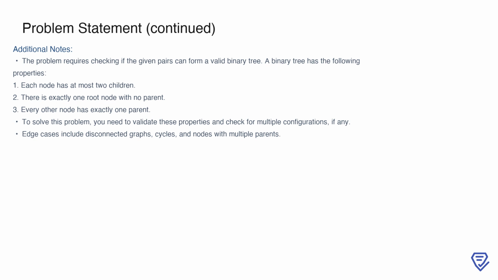Finally, it's important to note some additional details about the problem. A valid binary tree must follow strict properties. Each node can have at most two children, there must be exactly one root with no parent, and every other node must have exactly one parent. When solving this problem, it's essential to validate these properties while handling edge cases such as disconnected graphs, cycles, or nodes with multiple parents. By carefully analyzing the input pairs and ensuring these properties hold, we can determine whether the tree can be reconstructed, and if so, whether the reconstruction is unique or has multiple valid configurations.